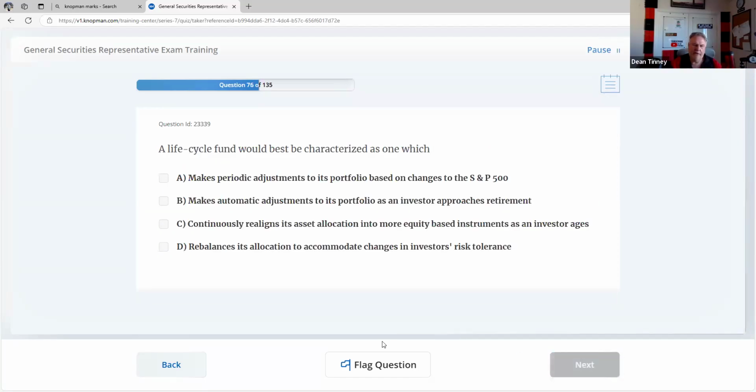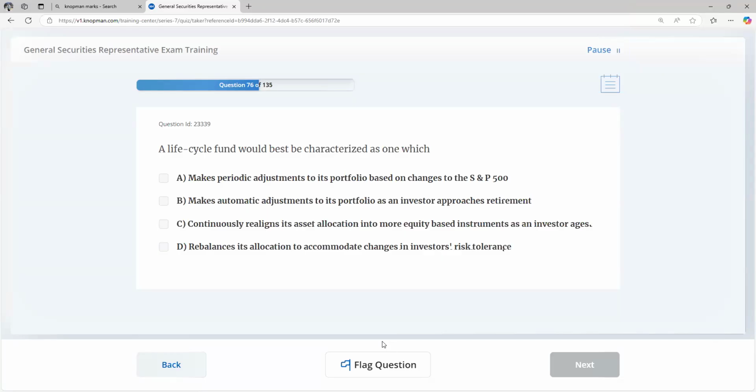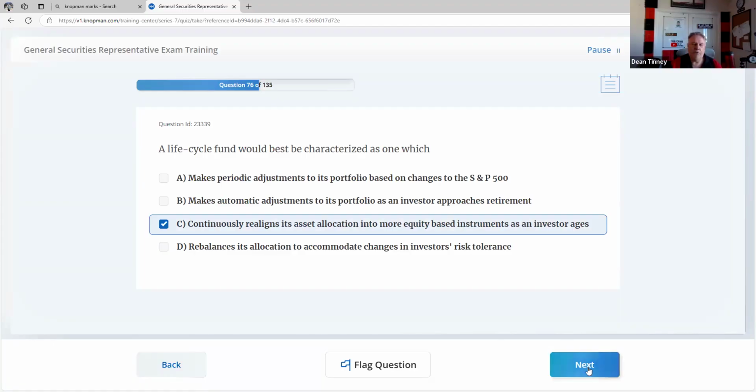A life cycle fund would best be characterized as one which continuously realigns its asset allocation as the investor ages, I believe. Yeah. A lot of times these mutual fund questions are truth in labeling, right? Whatever you call your fund, well, that's kind of what you've got to do.